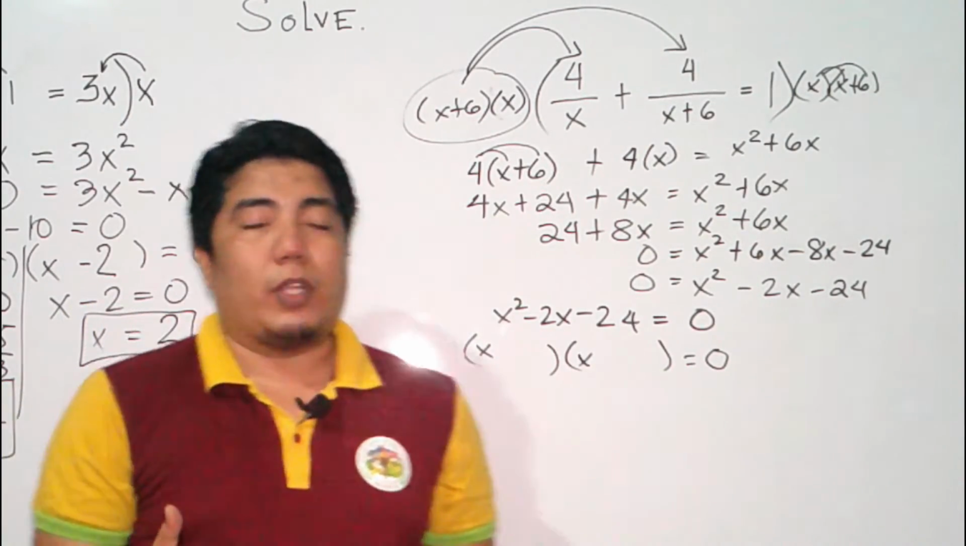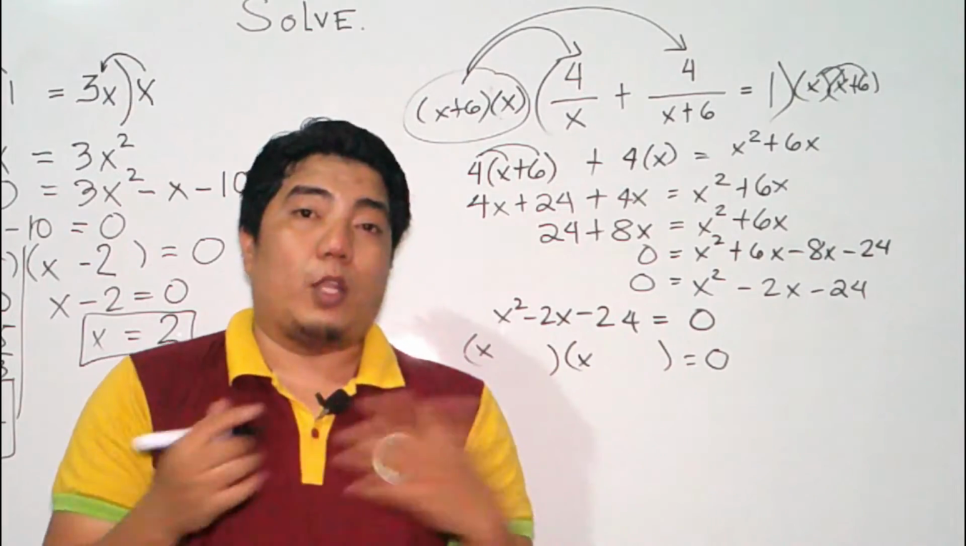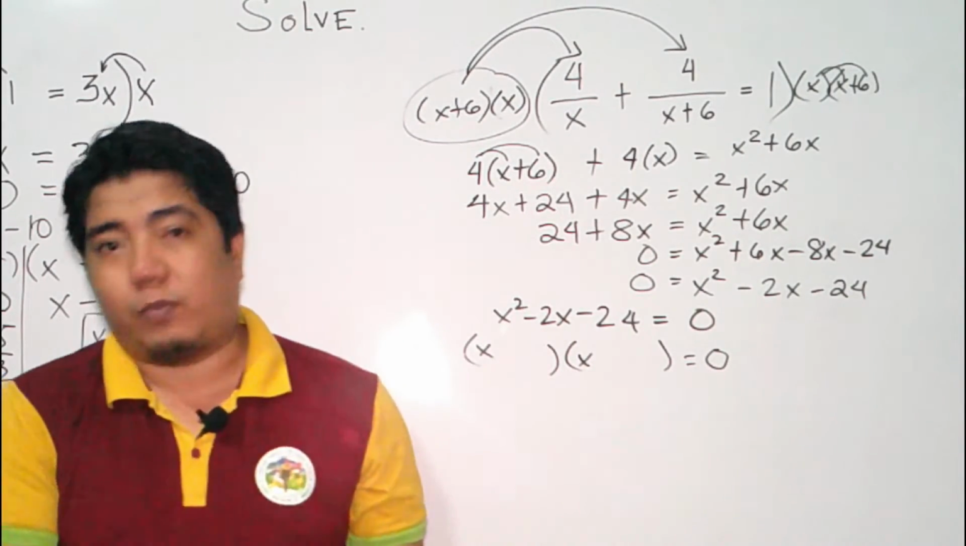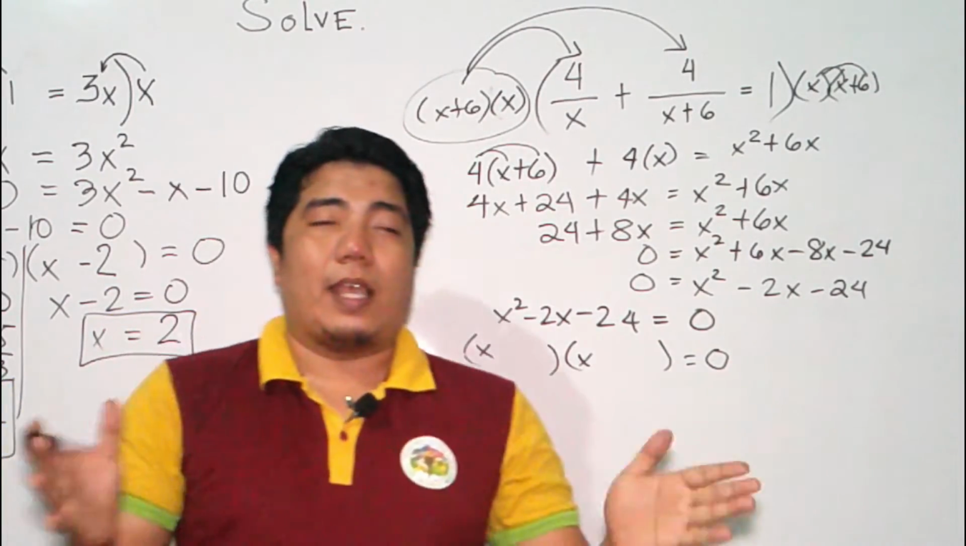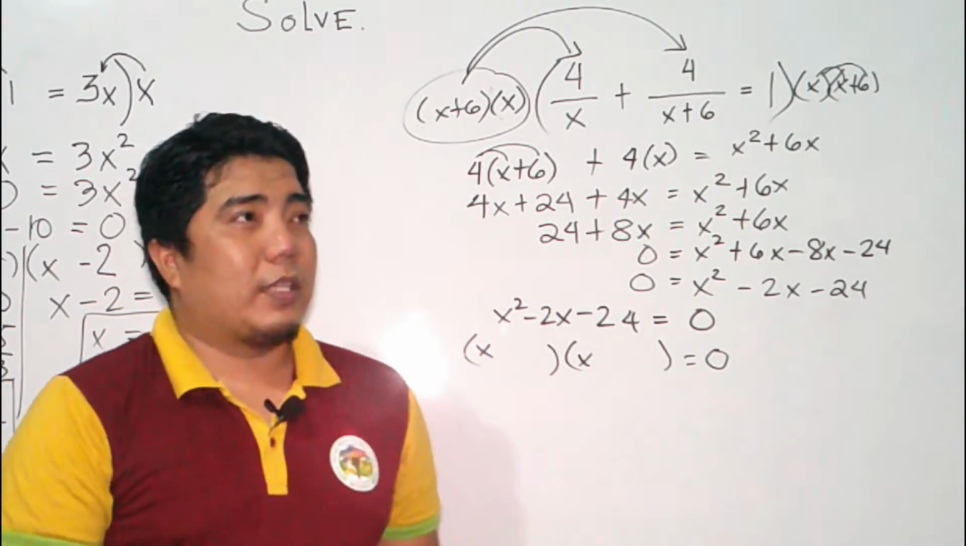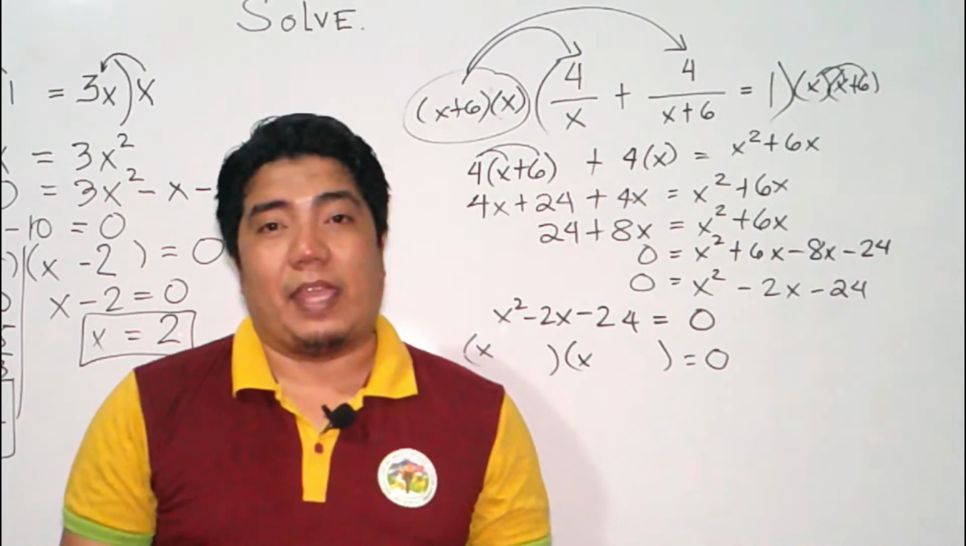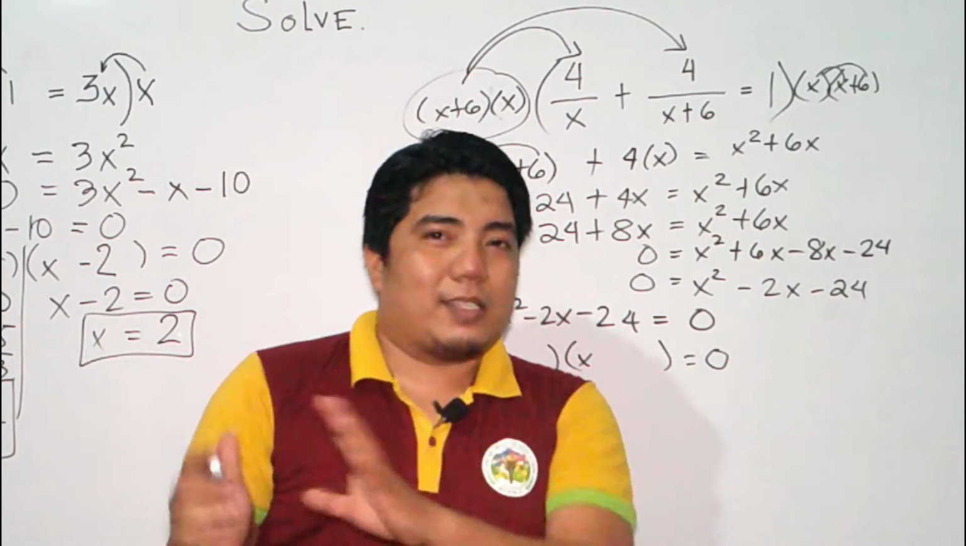Now what are the factors of 24? We have 1 and 24, negative 1 and positive 24, positive 1 and 24. Now what are the factors that have a difference of 2? We cannot use 8 and 3 because that is 5. But we can use 6 and 4.